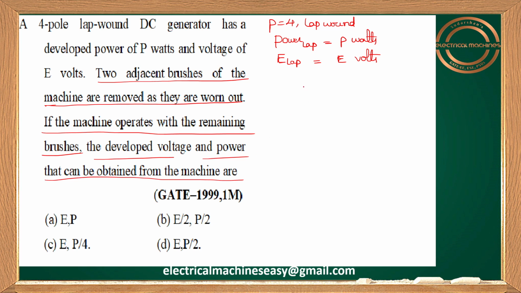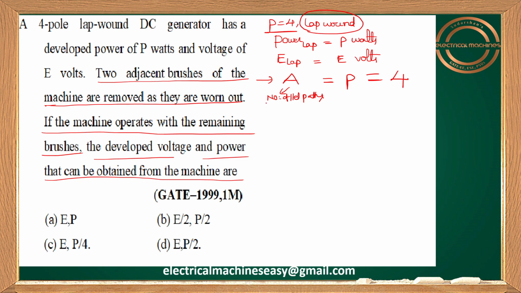So guys, you try to understand one thing here. Since it is lap wound, you know the number of parallel paths. I indicate the number of parallel paths with A. The number of parallel paths is equal to what? The number of poles. So how many poles are given? 4 poles. So I can write here the number of parallel paths as 4.